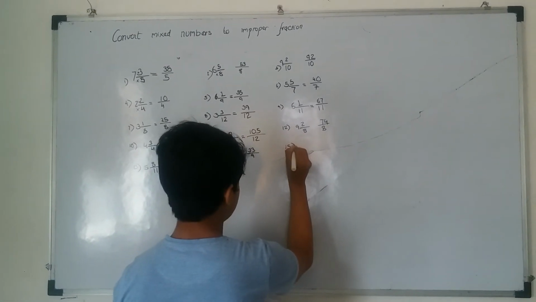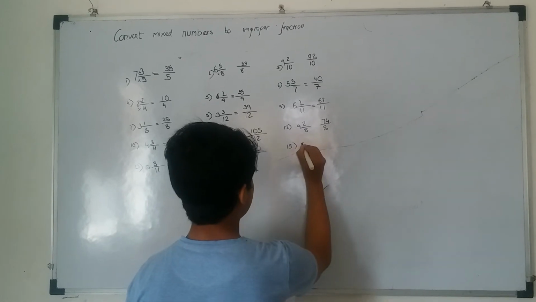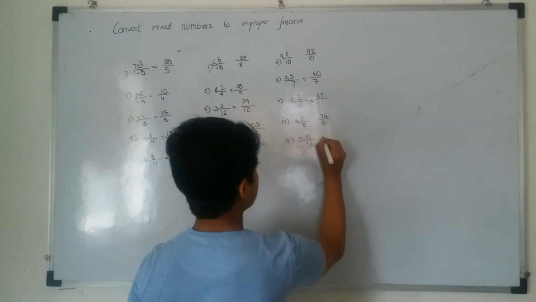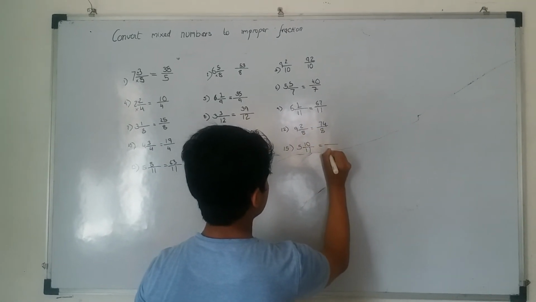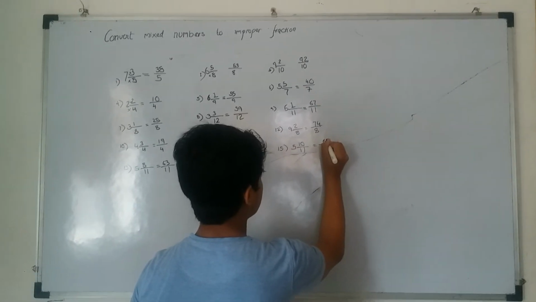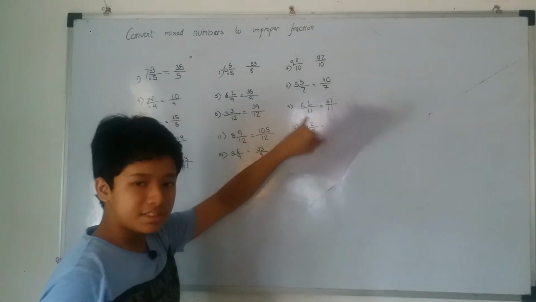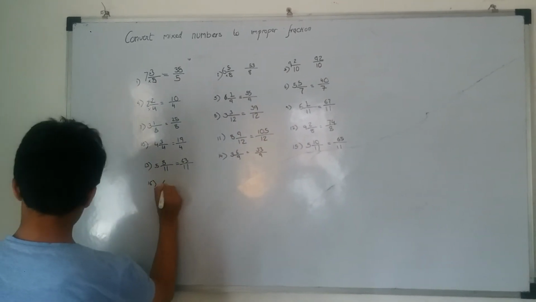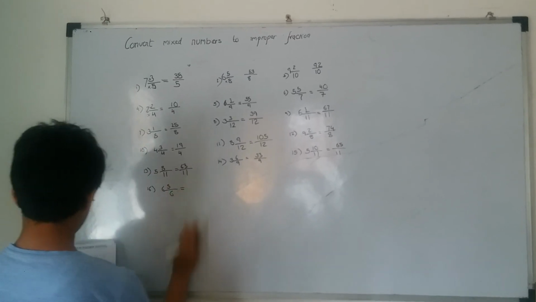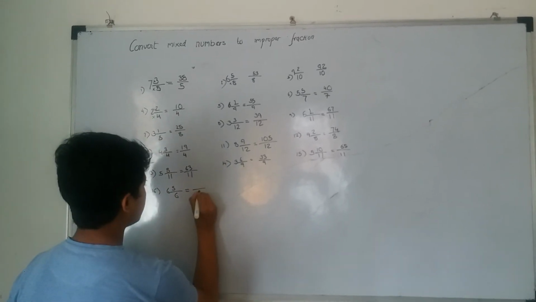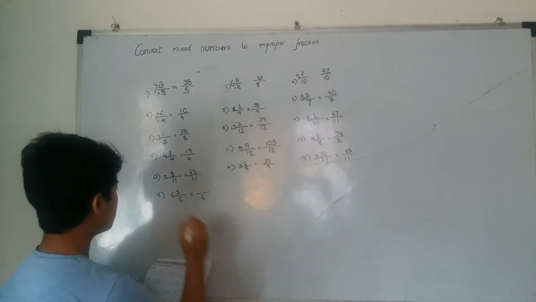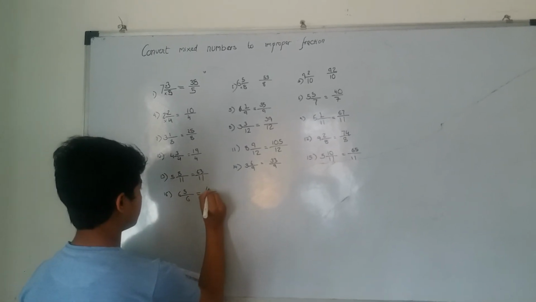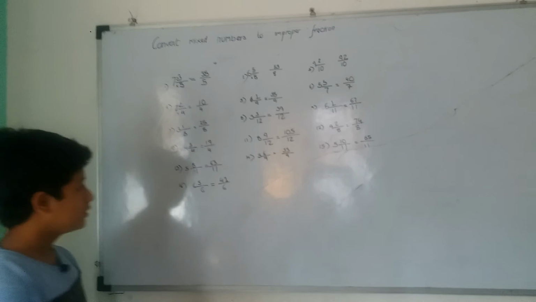Then 15th question, 5 10 upon 11. See, in this question 11 multiplies with 5, so the answer will be 65 upon 11, because we will add 10 to 55. Now 16th question is 6 5 upon 6. In this question we do the same as we did before. 6 6s are 36. 36 plus 5, 41. The answer will be 41 upon 6.